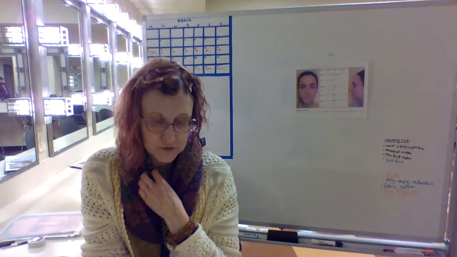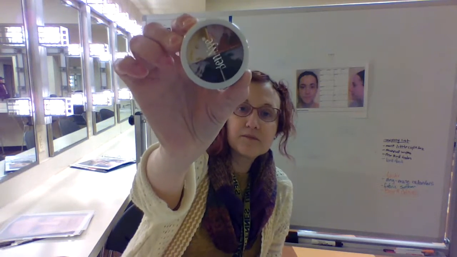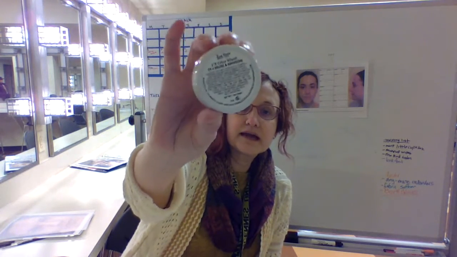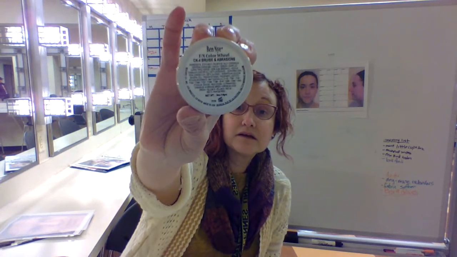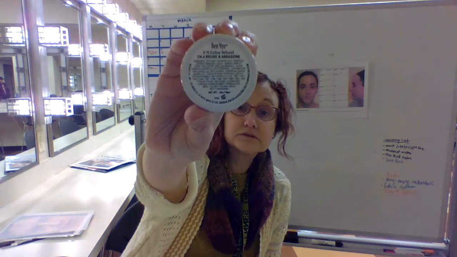The other things that are included in this chart are special effects. So if I was going to create a bruise on my face, then I would choose the makeup. And again, we're looking at the company, the number, and the name of it, which is usually in bold.